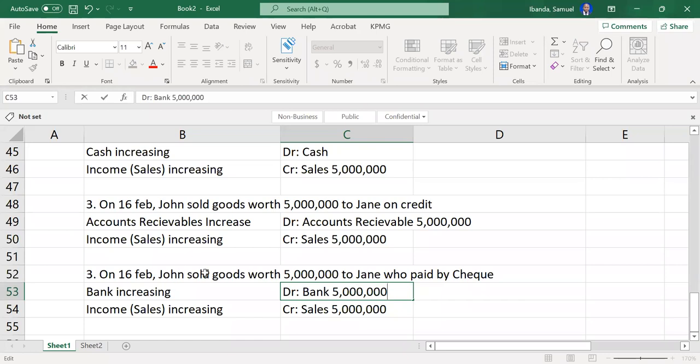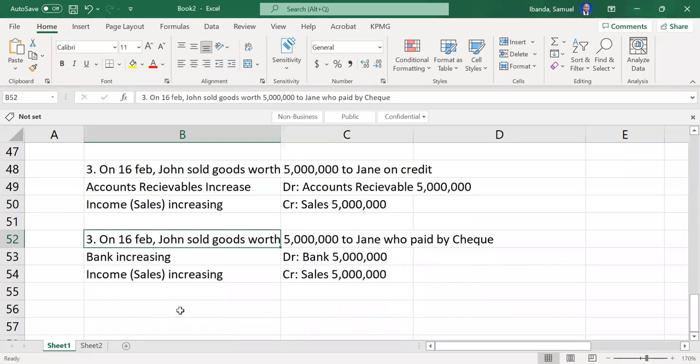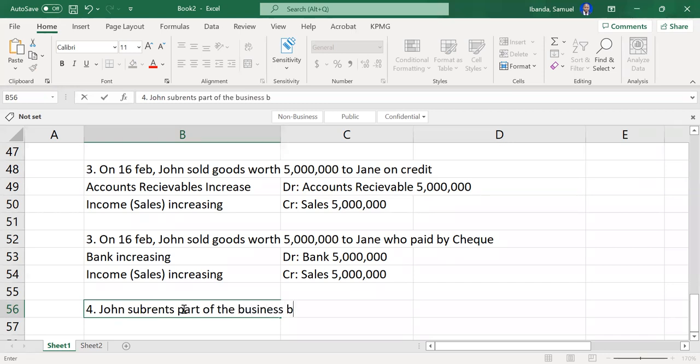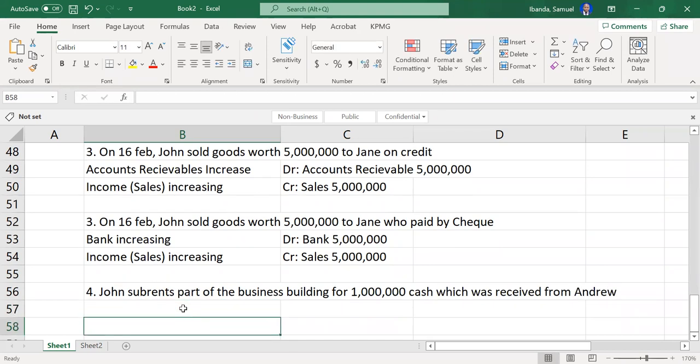So those are the dynamics of what happens to income. Now, income is not just about selling, but it can also be income that is received, either commission or rent income. For example, if a business sub-rents part of the business premises and earns an income, that would be an income. So for example, say John sub-rents part of their business buildings for 1 million cash, which was received from Andrew.